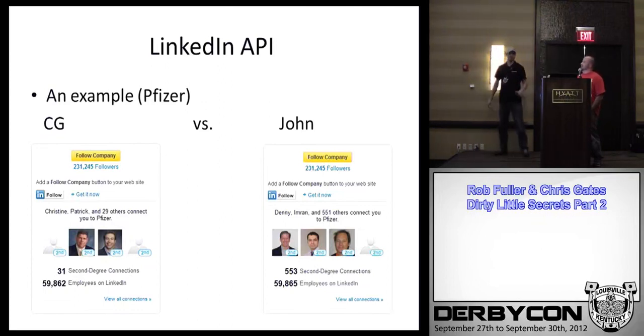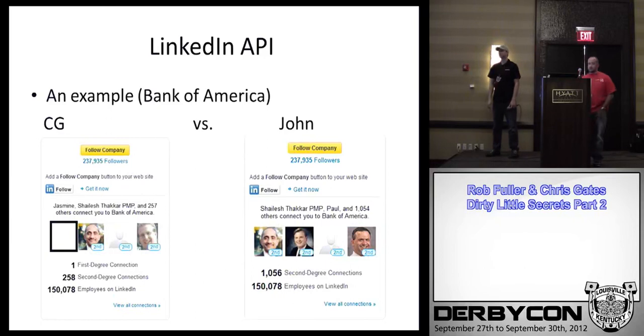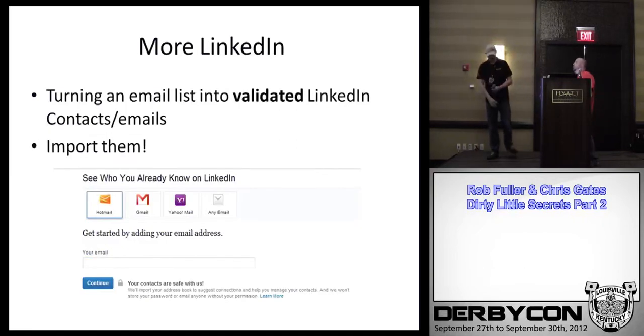Yeah, John's active. Bank of America. It's kind of important to highlight here, I actually have a friend that works at Bank of America. They're blocked out, but John has 1,000 second degrees and I only have 258, and I actually have a first order connection. So from a grabbing emails and doing neat stuff perspective, anybody think that's useful? Cool. A little more of that.